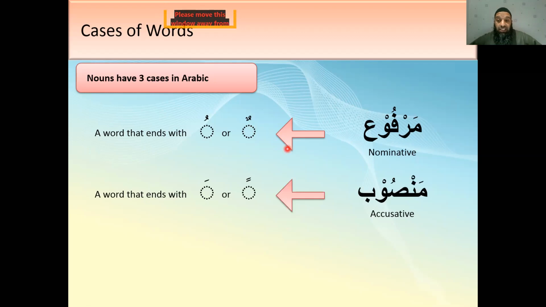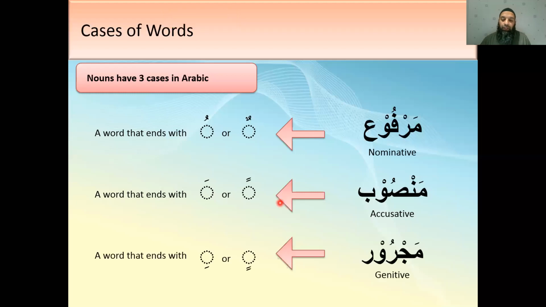Okay, the next case is mansoob, accusative. This is any word in the singular. We're just doing singular. Plural has a different rule. We'll cover that next week. But for singular words, any word that ends in a fatha or a double fatha, so it's ending in zabar or do zabar, 2 zabars, that's described as a mansoob word. So masjidun is marfu, masjidan is mansoob. Everybody happy with that?